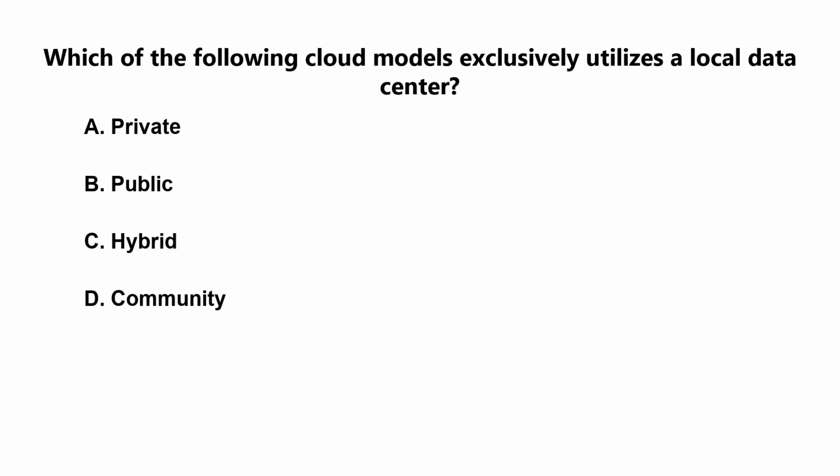Question 21. Which of the following cloud models exclusively utilizes a local data center? Option A, private. Option B, public. Option C, hybrid. Option D, community. The correct answer is option A, private.